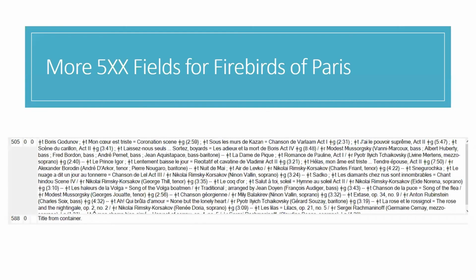Okay, here's some more 5XX fields for the Firebirds of Paris. So the 505 field formatted contents note lists the title in subfield T, miscellaneous information in subfield G, and the statement of responsibility, typically composer and/or performer, in subfield R. The 588 field source of description note informs us that the cataloger found the title on the container.